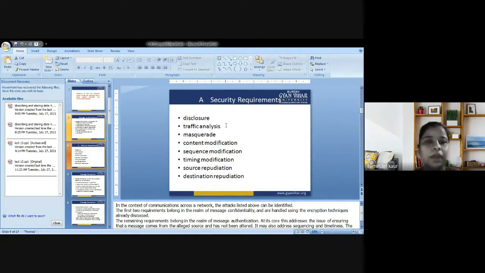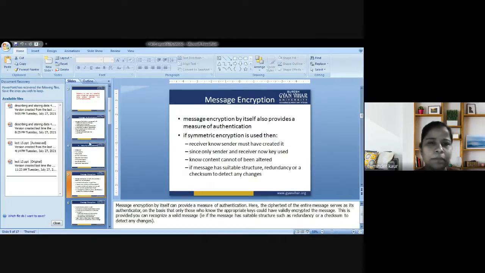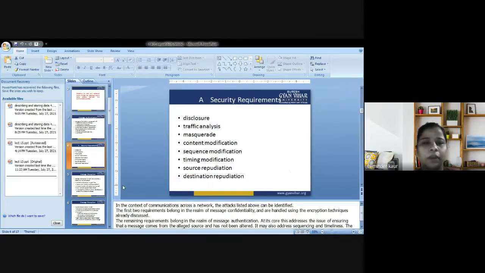So next are the various security requirements. What are the various security requirements in MAC? It could be the disclosure of the information that is being sent.